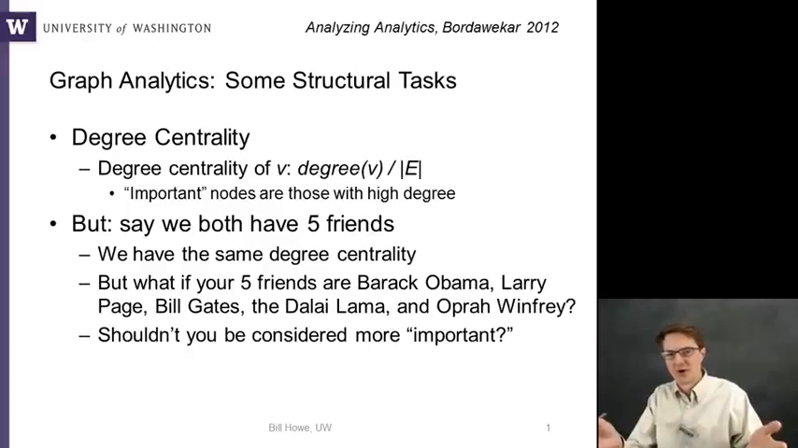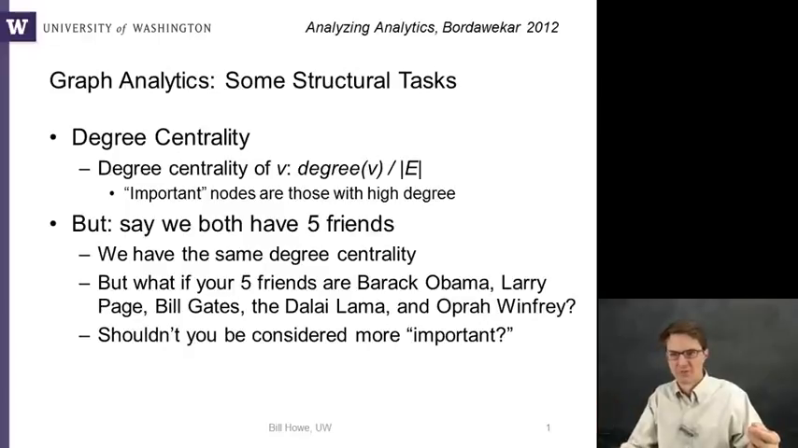So imagine we have a social network, and then the degree of a vertex is the number of friends you might have. Well, people with more friends are in some sense more important than people with fewer friends in the context of a social network. Fine. But if, say, we both have 5 friends, well, then we have the same degree centrality by this definition. But what if your 5 friends are themselves much more connected than my 5 friends? In some sense, you should be more important than I am in the context of this social network. And this notion of degree centrality doesn't capture that.